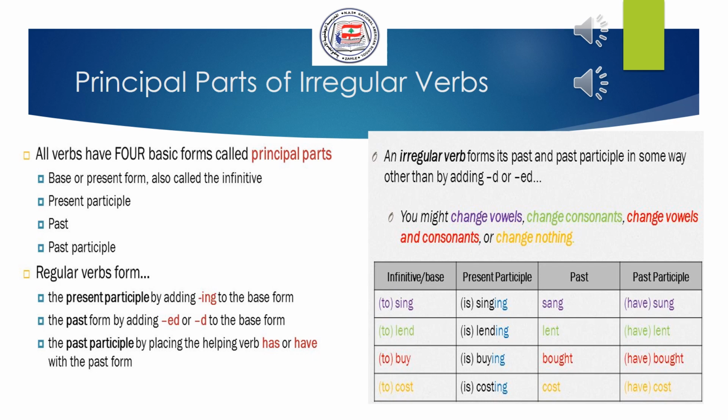Regular verbs form the present participle by adding ing to the base form. This is the same thing that happens with the irregular verbs. We add ing to the base form. The past form is made by adding ed or d to the base form, and the past participle by placing the helping verb has or have with the past form.